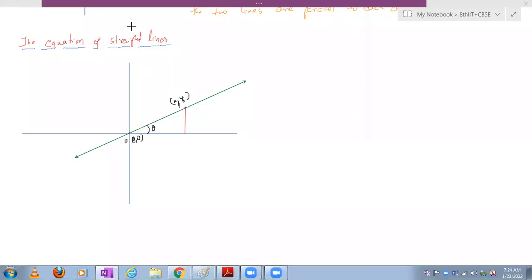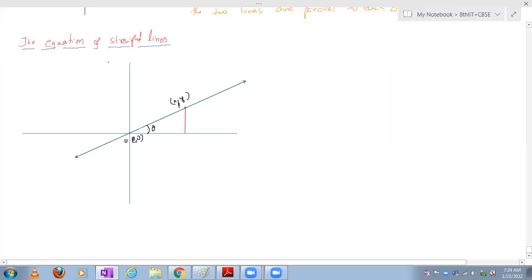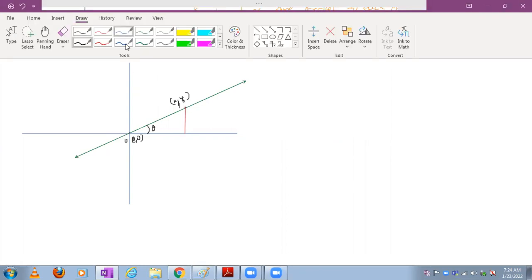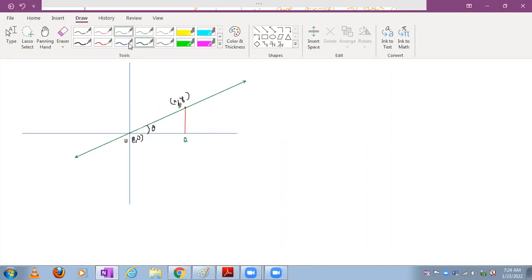Okay, now this line is touching at the origin. So let me take this. Let me mark a point here. This is P. This is Q.